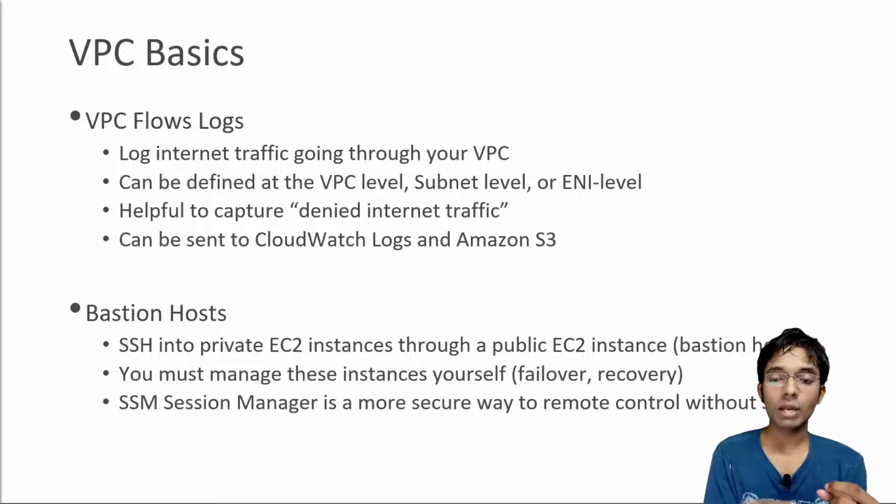The first one can be defined at the VPC level, the second one at the subnet level, and the third one is at the ENI level, Elastic Network Interface, which is a virtual network card usually attached to your EC2 instances. They're very helpful when you want to understand why your traffic is not going the way it's wanted. To capture denied internet traffic, this will show you why it failed and where it failed, and then these VPC flow logs can be sent to CloudWatch Logs or Amazon S3, which is very helpful.